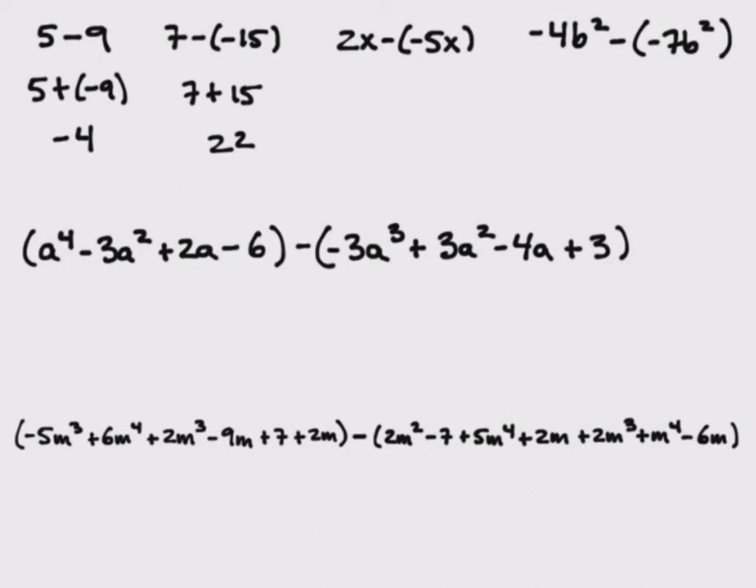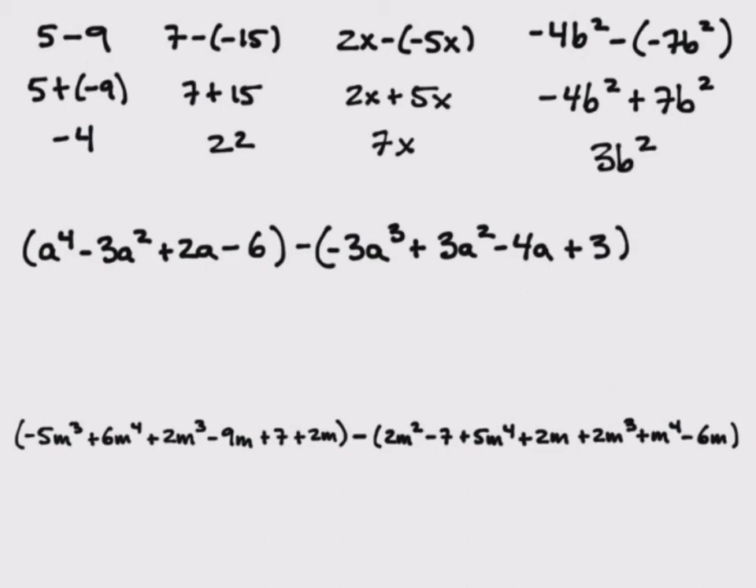Same thing goes when we're dealing with monomials. For instance, 2x minus negative 5x, we can rewrite as 2x plus positive 5x. We change the operation from subtraction to addition, and we change the sign of the thing or number that was originally being subtracted. And we end up with a total of 7x. Or similarly, negative 4b squared minus negative 7b squared, we can rewrite as negative 4b squared plus positive 7b squared. Change the operation from subtraction to addition, and we change the sign of the thing or number that was being subtracted. And we end up with 3b squared.